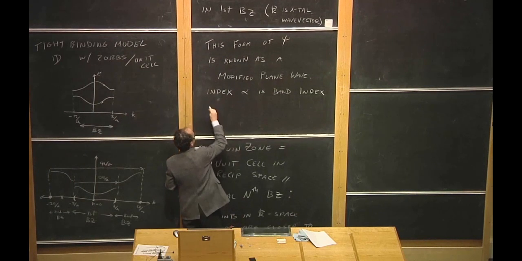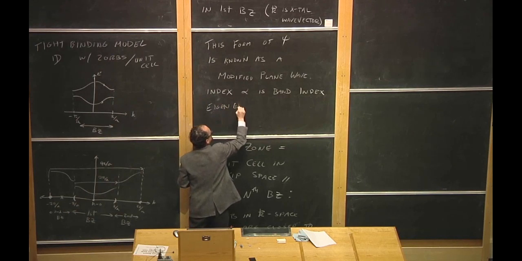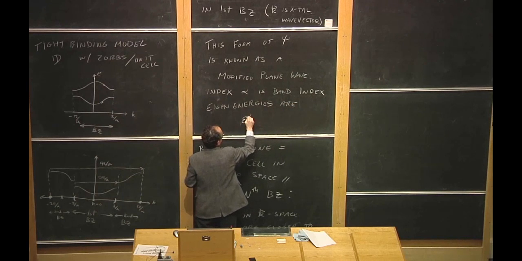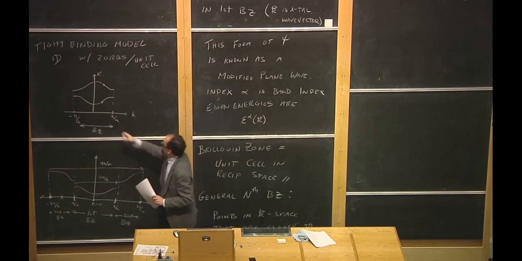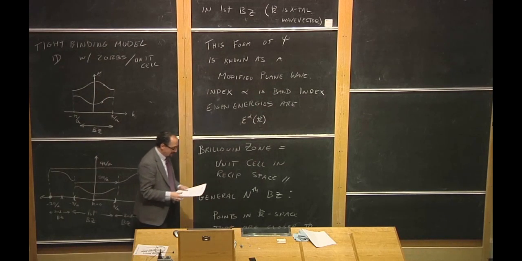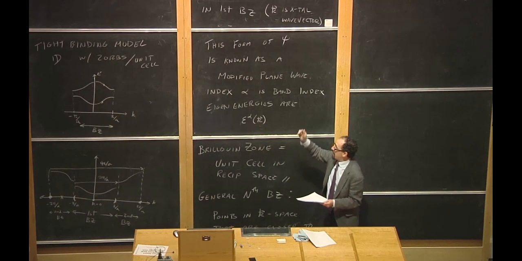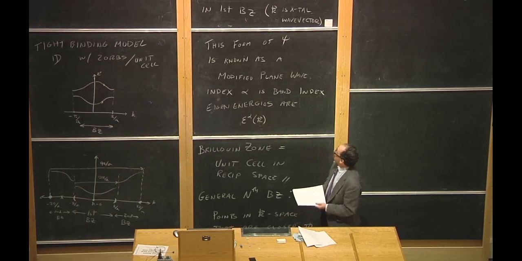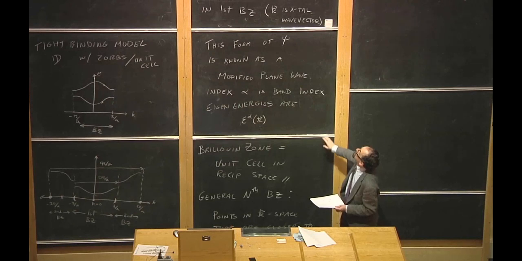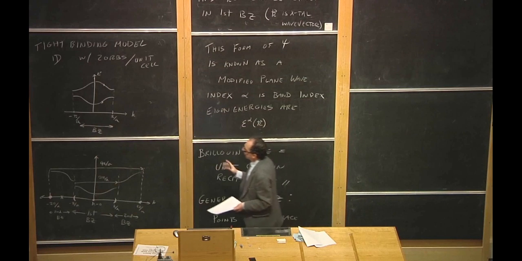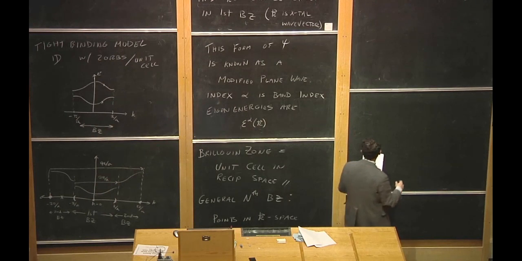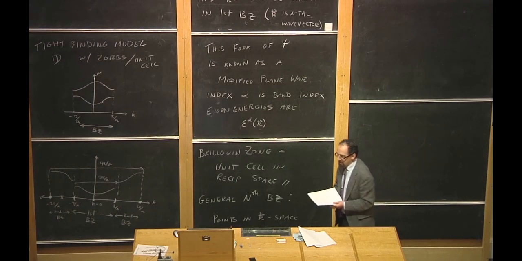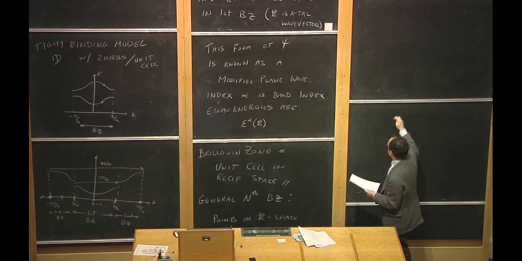So the eigenenergies are E superscript alpha of k. So E1 and E2, depending on which band we're talking about, which energy level, the lowest or the next lowest or the next lowest and so forth. Okay, so this is a pretty big bunch of statements we've made here, but it's fairly important because it tells you about the general structure of eigenstates in a periodic potential. So let's first prove this theorem, and then we'll talk about why this theorem is so important and why it underlies so much of material science and semiconductor physics and so forth.